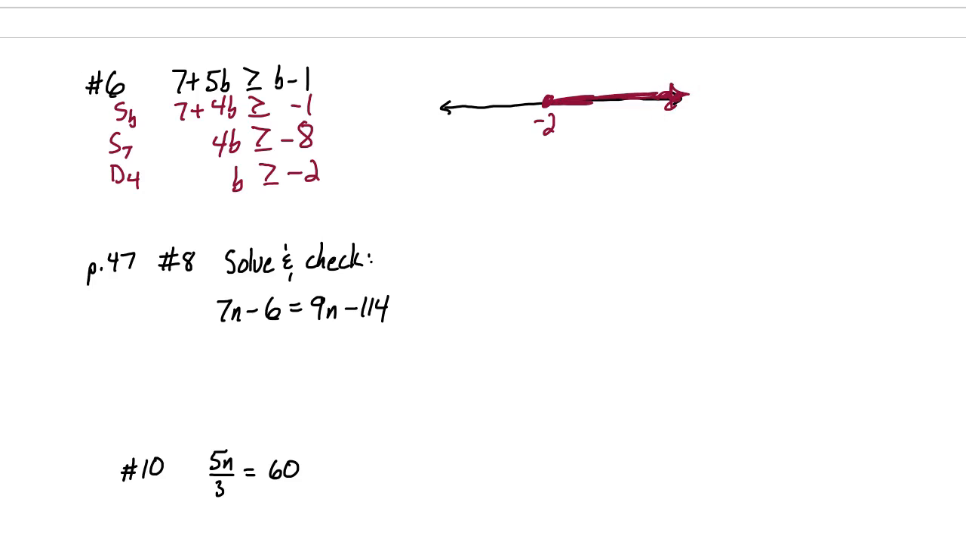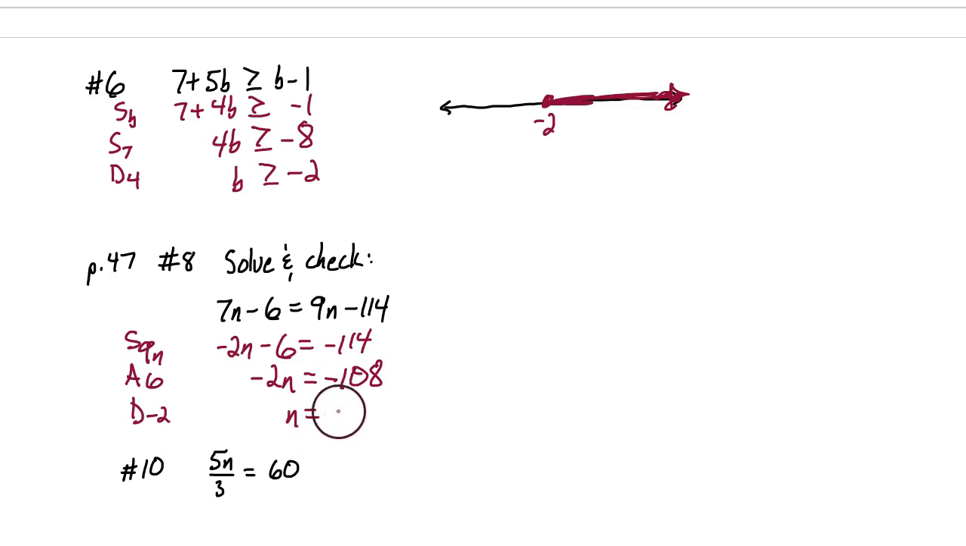The next review assignment is page 47, problem 8. We have an equation. We're going to solve and check it. First, subtract the 9n so that there's no n term on the right side. 7n subtract 9n is negative 2n. Then add 6. So we have negative 2n equals negative 108. Then divide by the negative 2.